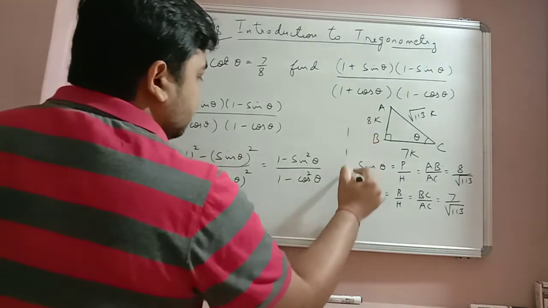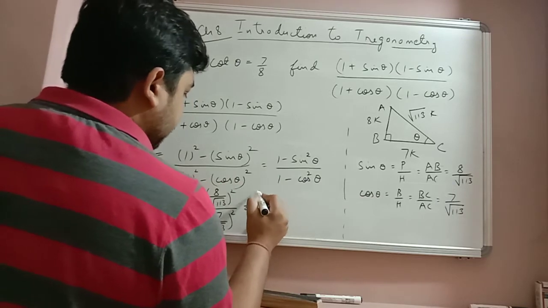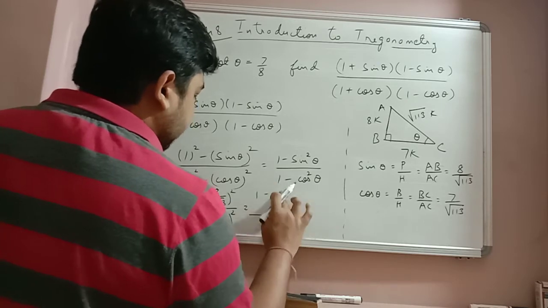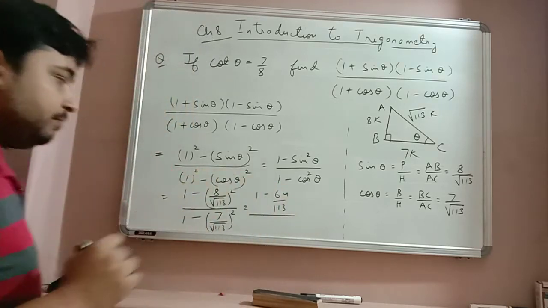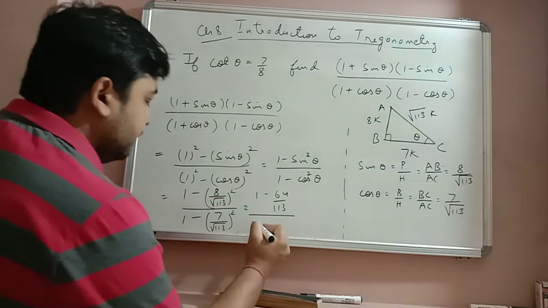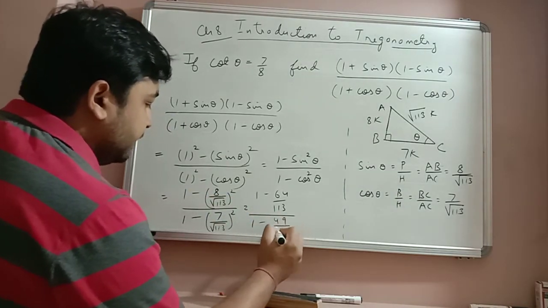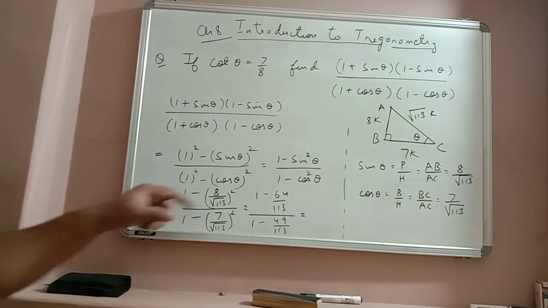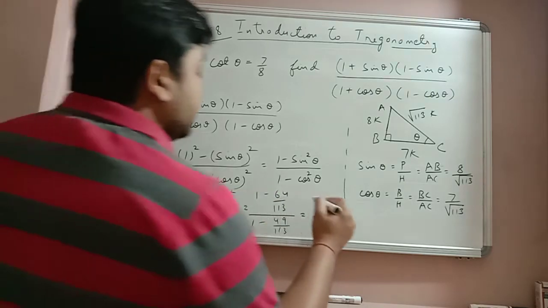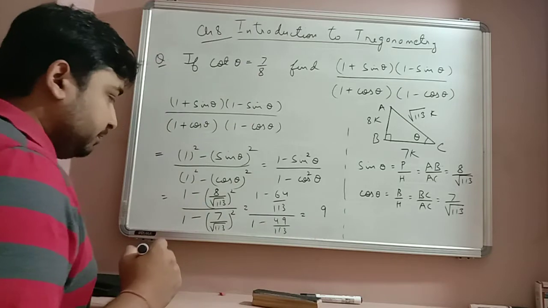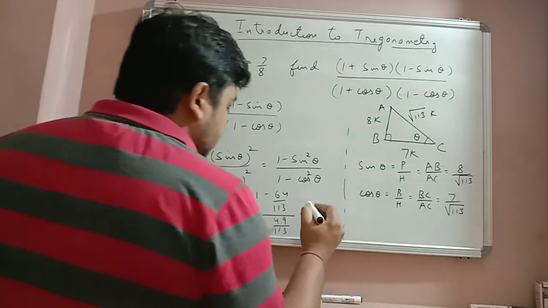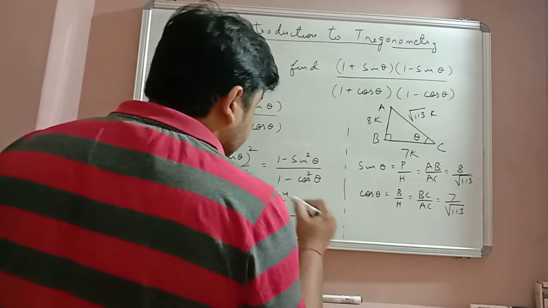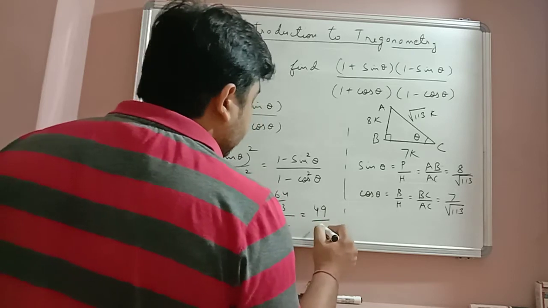Now on solving, I'll get 1 minus 8 by 113, sorry, 8 will be 64 because this is a square. 1 minus 64 by 113 upon 1 minus 49 by 113. On solving, we will get 113 minus 64. So this will turn out to be 13 minus 4, that is 9. And this will be 113 minus 49, sorry, 13 minus 9, 4. 49 by 64.